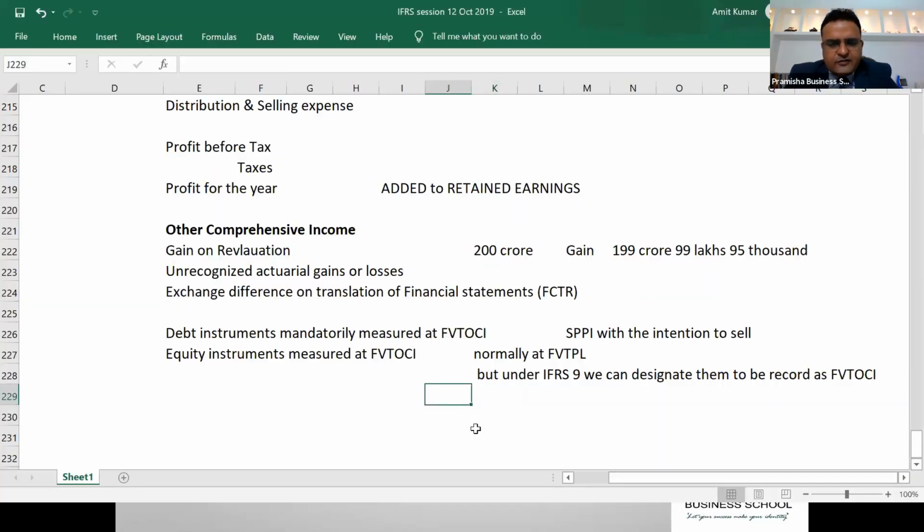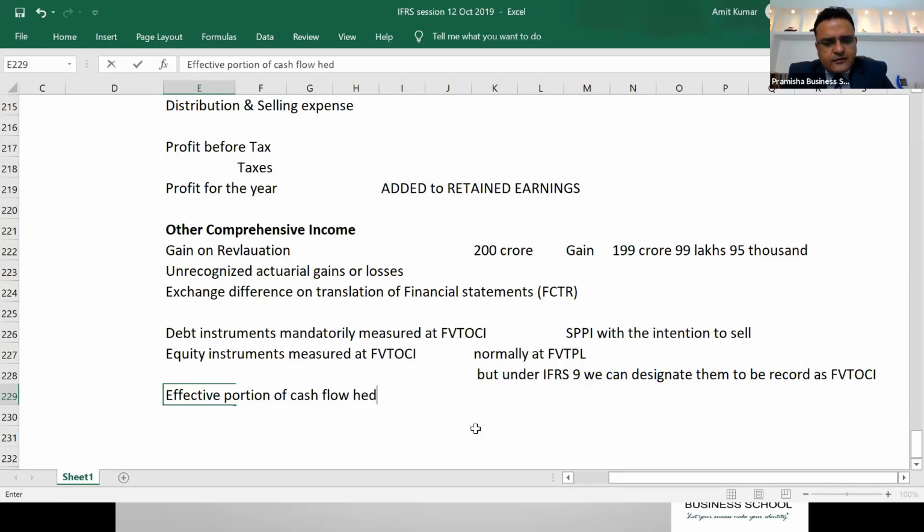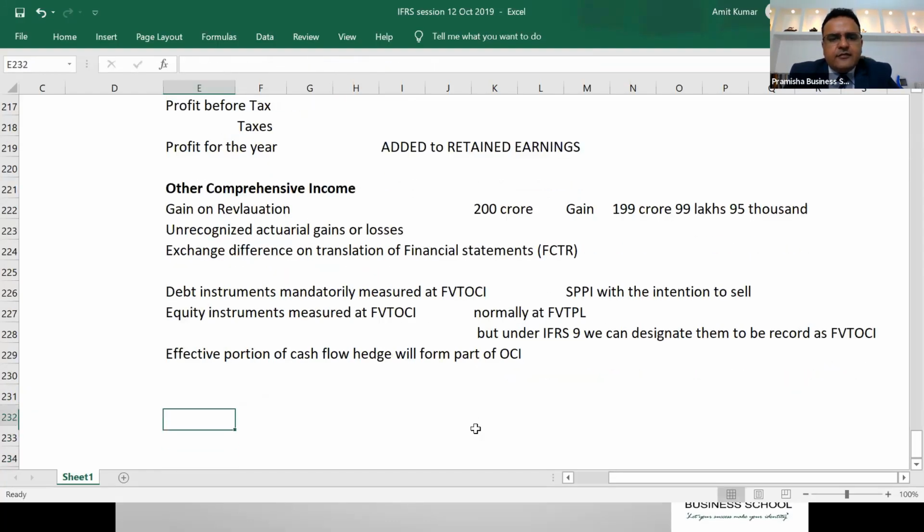Under IFRS 9, there's one more requirement, that effective portion of cash flow hedge of OCI. Hedge accounting is voluntary. If you're following hedge accounting and if you're by chance into hedging of a cash flow, there is an ineffective portion as there is an effective portion. The ineffective portion will form part of P&L, but the effective portion will be forming part of OCI.